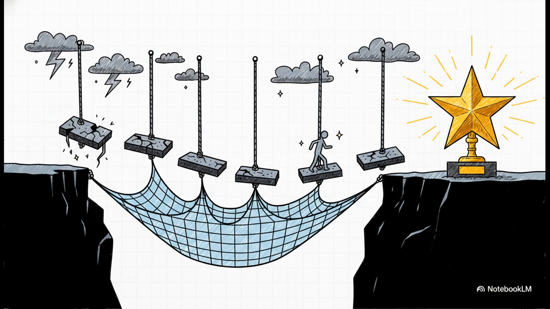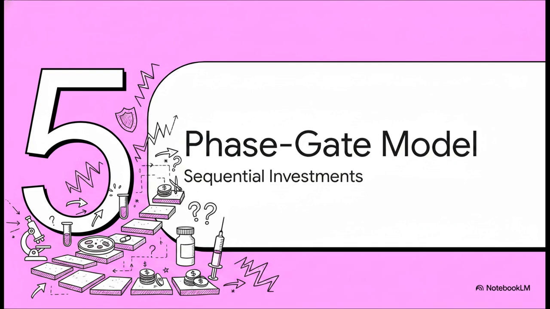Yet, pharma companies invest billions every single year. Why? Because they aren't treating these drugs as fixed, unbreakable commitments. They're valuing them as a series of sequential options. And that perfectly tees up Section 5, the phase gate model of sequential investments.